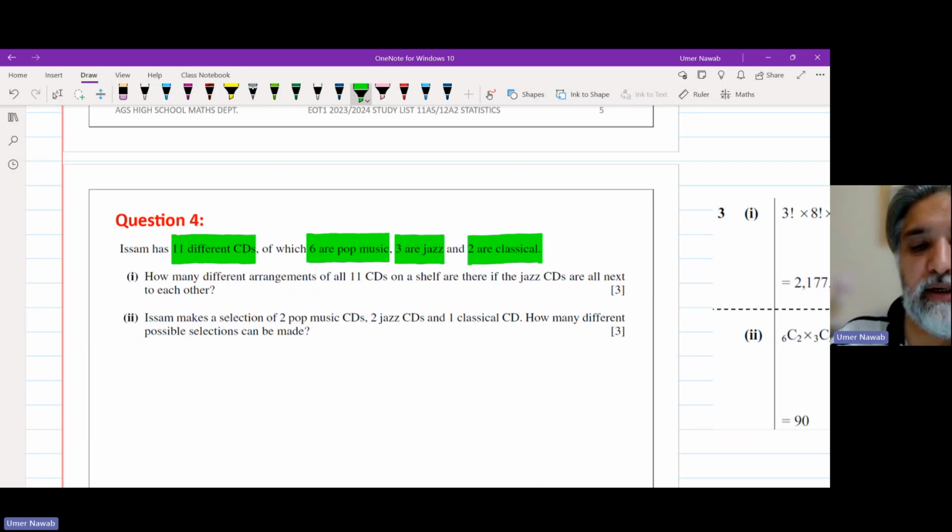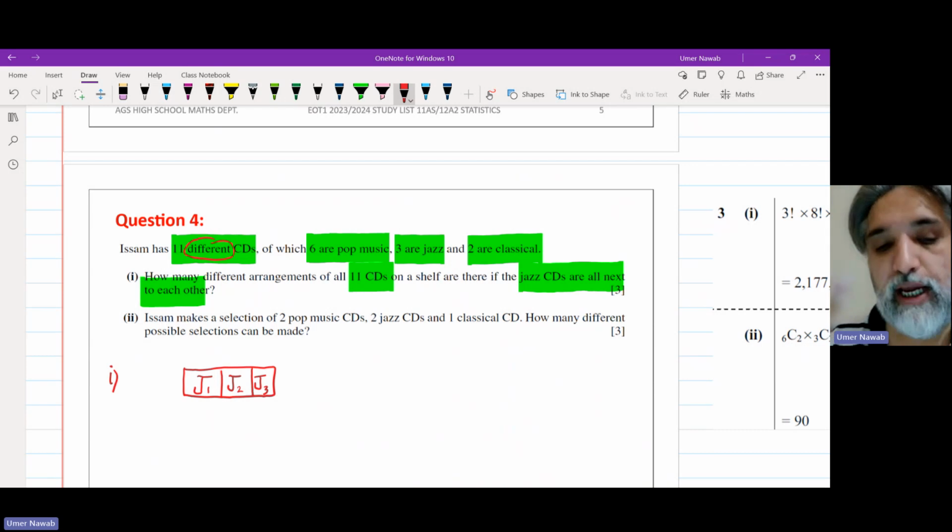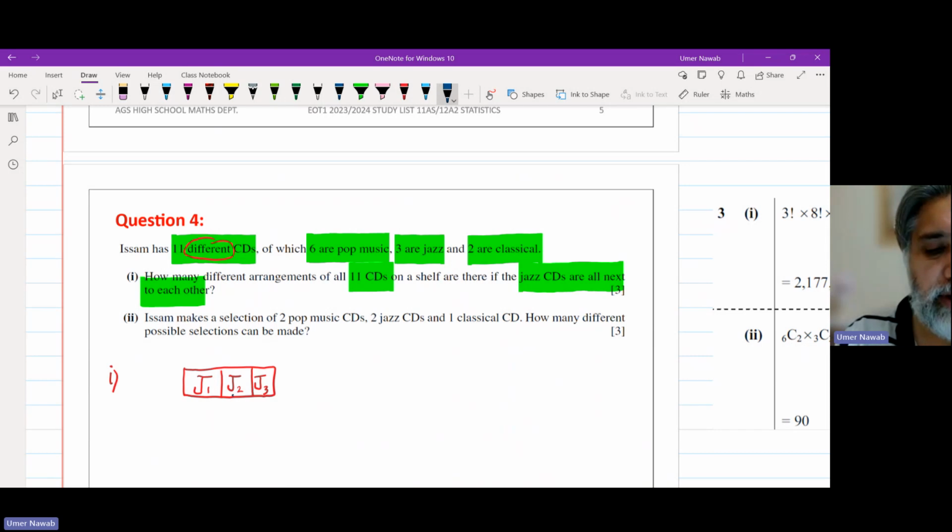Now, how many different arrangements of the 11 CDs on a shelf are there if the jazz CDs are all next to each other? If I want to put jazz CDs next to each other, I will make a block: jazz, jazz, and jazz. And all CDs are different, so these are different jazz CDs. Internally speaking, in how many ways can we shuffle them? Internally, guys, 3 factorial ways.